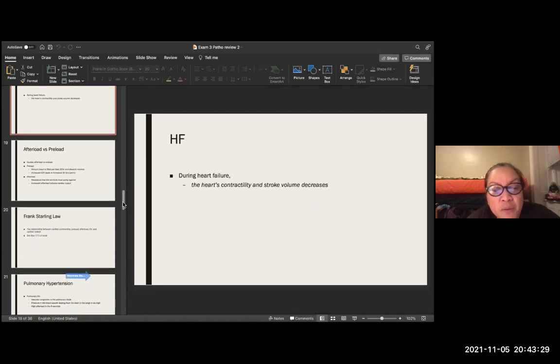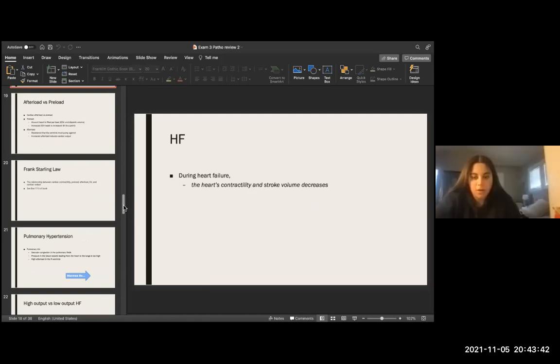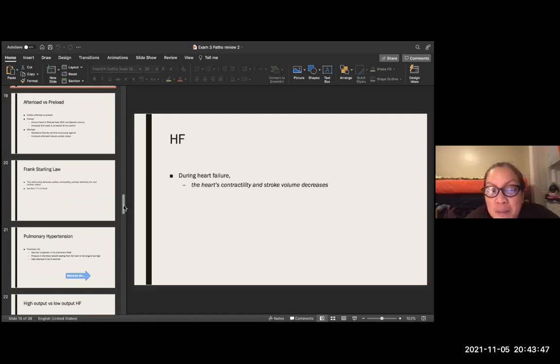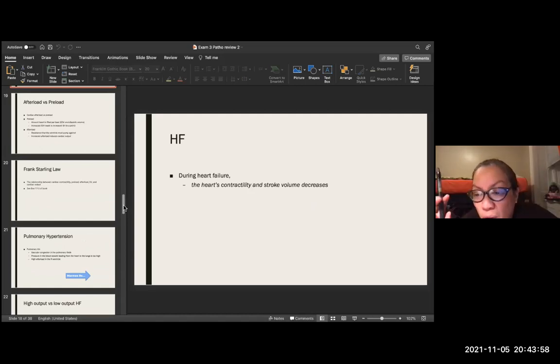Now, during heart failure, the heart's contractility and stroke volume decrease. So what do you mean by contractility? This is one of the heart functions. The heart stops pumping. So this is what happens during heart failure. There are problems with contractility. And why do you think there's a problem with contraction? There is also a problem with calcium, right? Because calcium is responsible for what? Contraction.